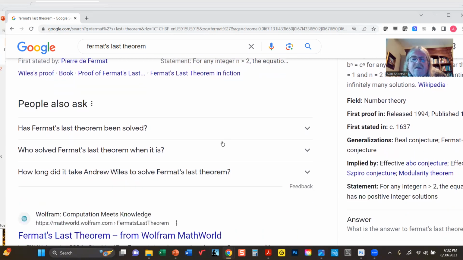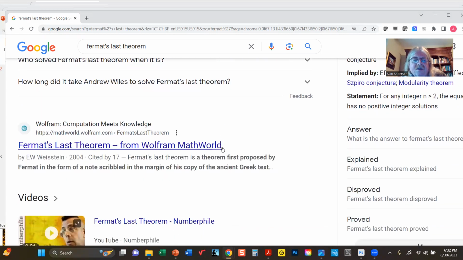Now, we don't know if he ever found the proof himself or not. All that we know is that he thought he did. But it was like the white whale of the math world for all those centuries. We've got to find this proof. We've got to prove Fermat's last theorem.